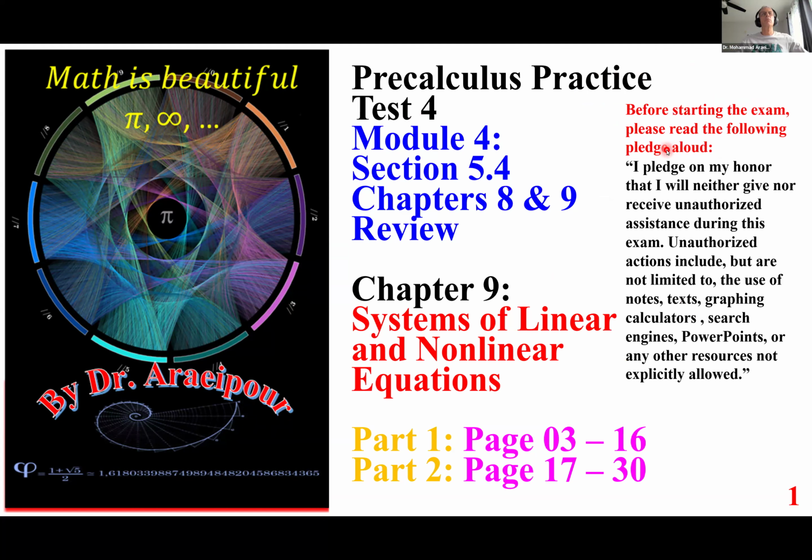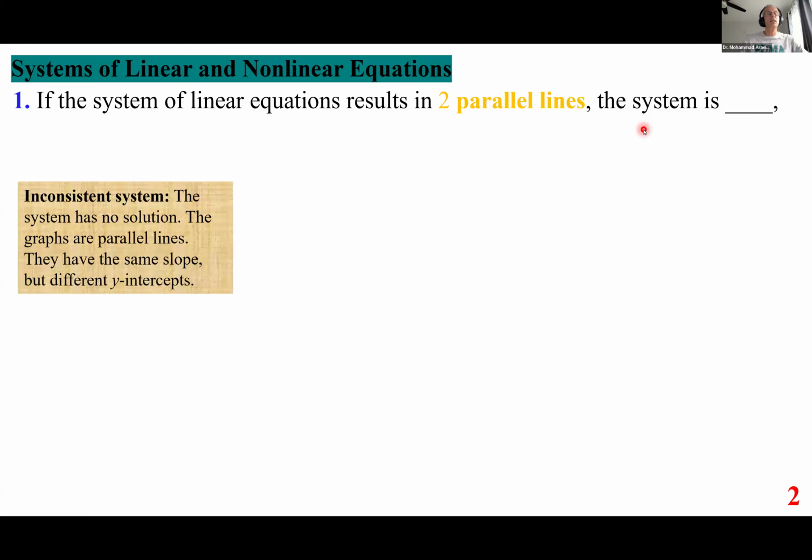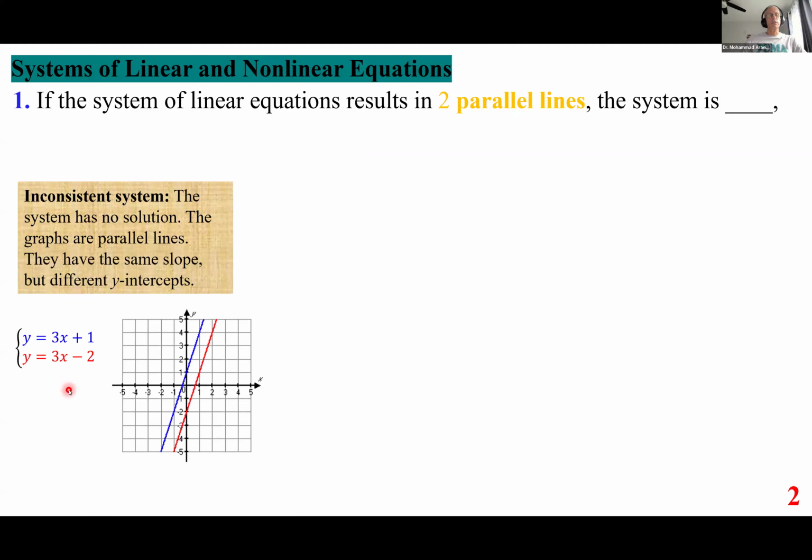When we take the exam, we take the exam on our own. If the system of linear equations results in two parallel lines, the system is an inconsistent system. The system has no solution. The graphs are parallel lines. They have the same slope but different y-intercepts. So here's an example. M1 equals M2, B1 is not equal to B2.